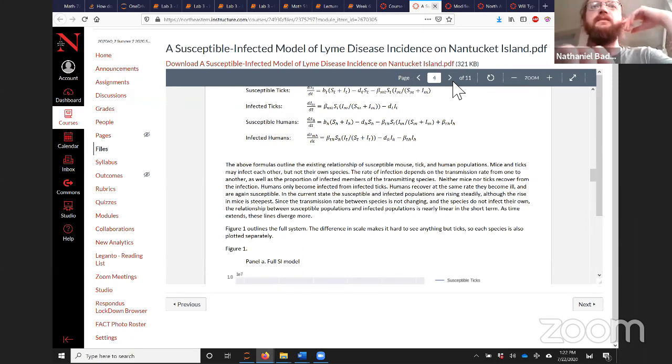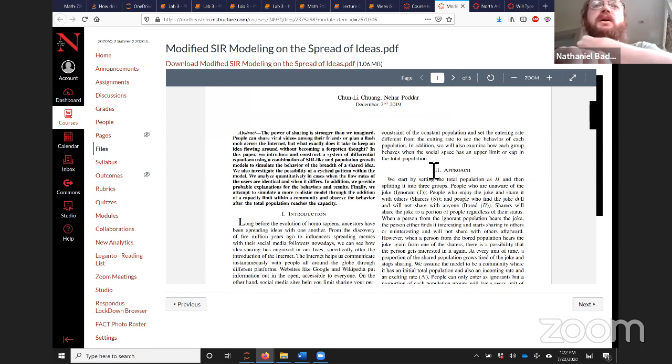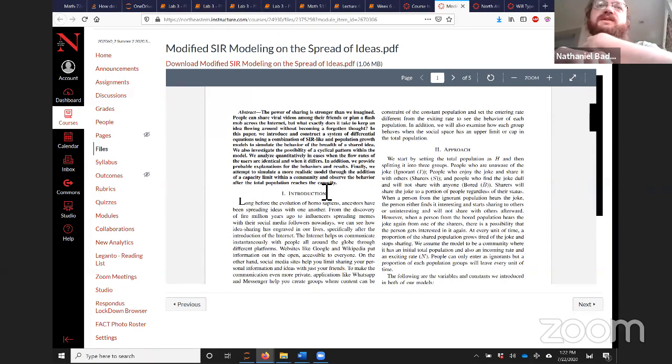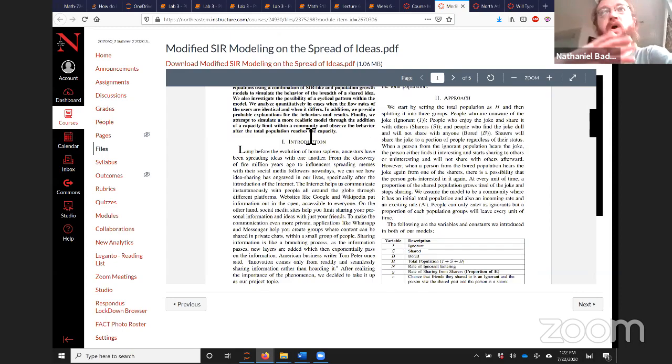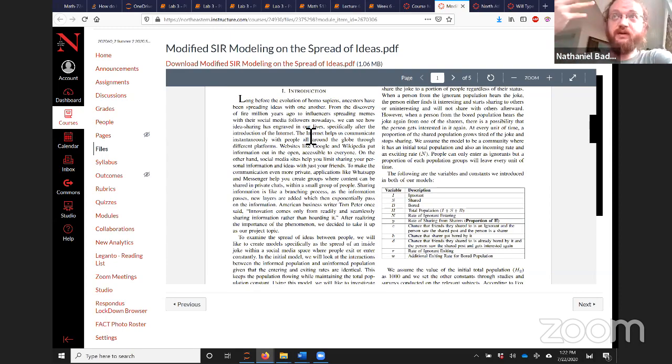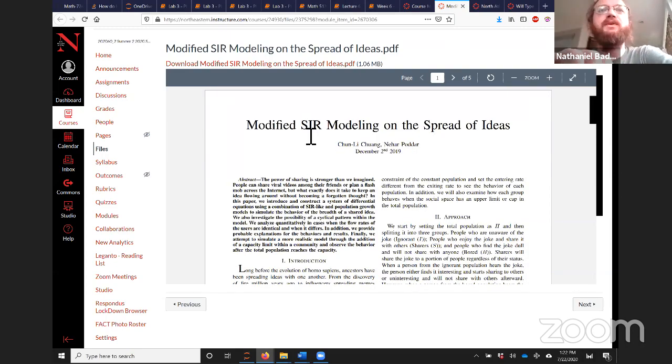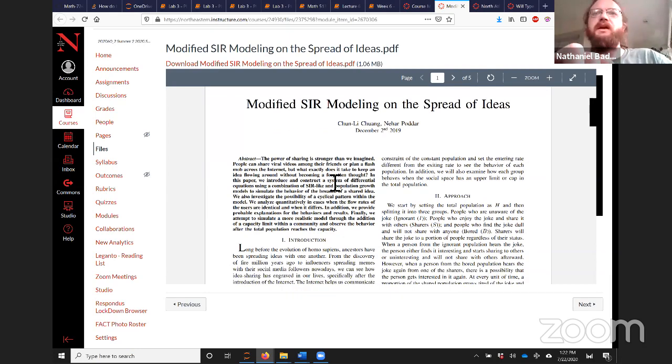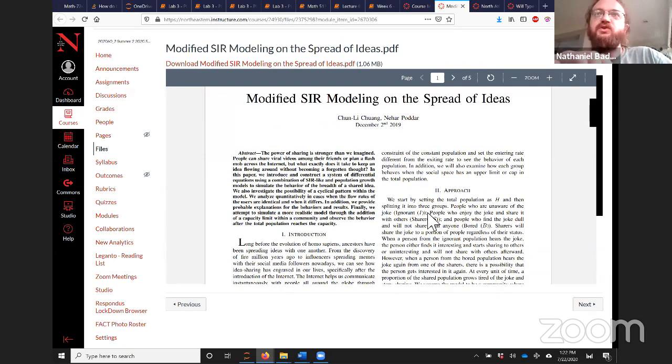So this is another great little paper. This is Chunli Chuang and Nehar Padar. Basically what they did is they took the SIR model and tried to extend it to rumor spreading and idea spreading. This has actually been a really popular thing recently, and was to try to understand the spread of information and ideas on the internet.